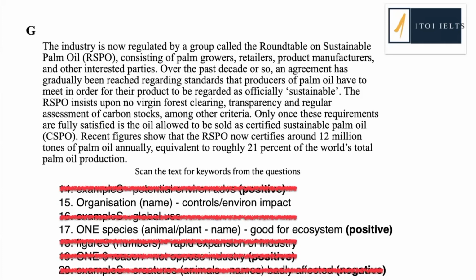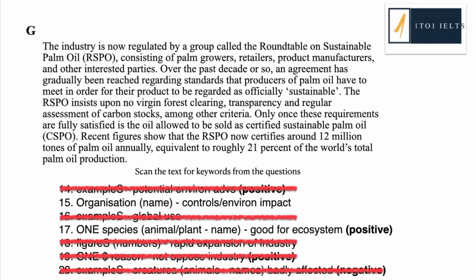I see capital letters, which makes me think that there is an organization, or there's certainly a name here. We've got the industry is now regulated by a group called the Round Table on Sustainable Palm Oil. So a group, and it's got the name. The industry is regulated, so it is controlled. So it actually looks like we have the name of an organization that does control the industry.